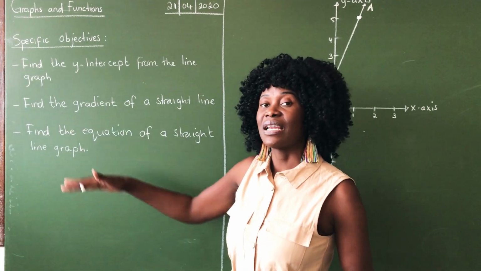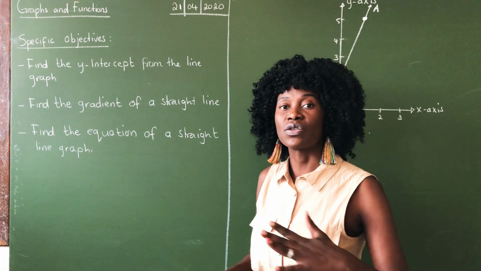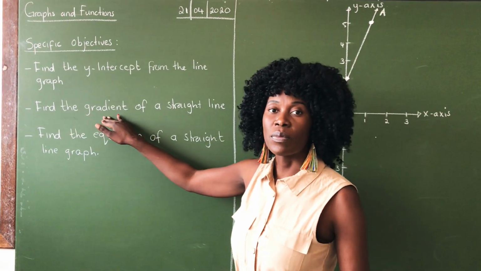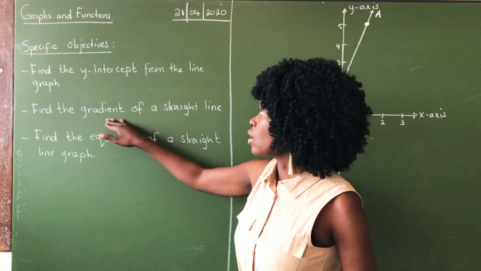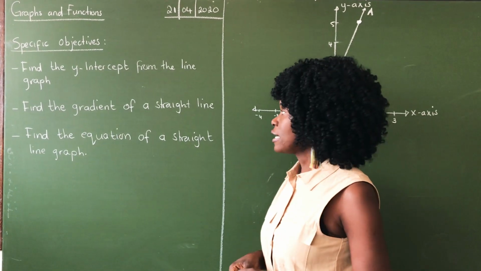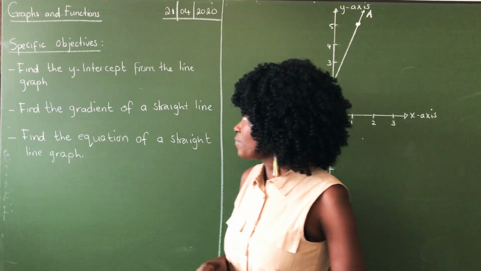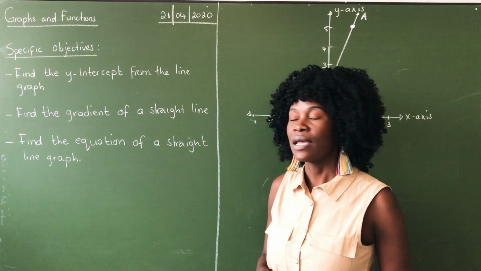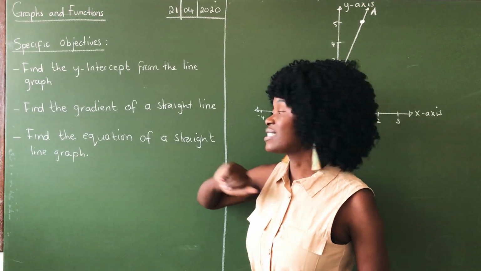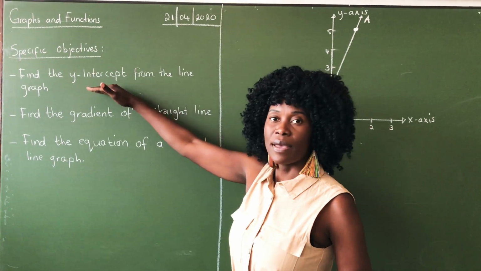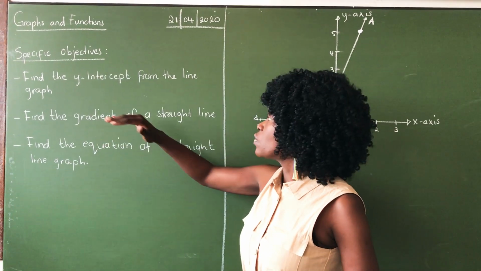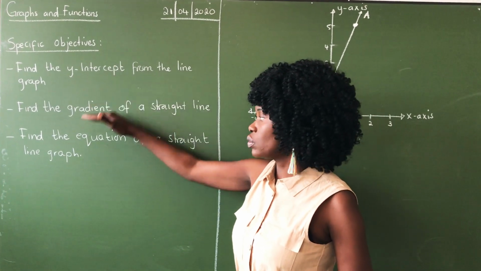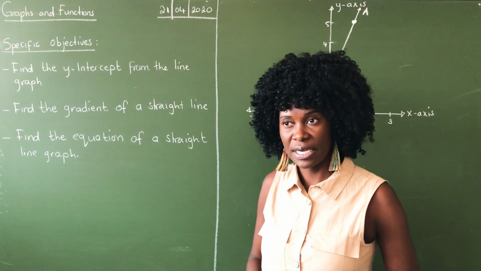So the gradient of a straight line basically means you need to calculate the steepness or the slope of the straight line graph. But this one will have to perform calculations. So we need to do the calculations of the gradient of a straight line. And the last specific objective there is now find the equation of a straight line. Now in order for one to find the equation of a straight line graph, you must be able to find the y-intercept. You must be able to have the gradient of the straight line, and then you combine the two to find the equation of a straight line graph.